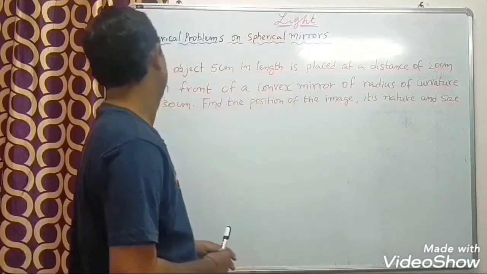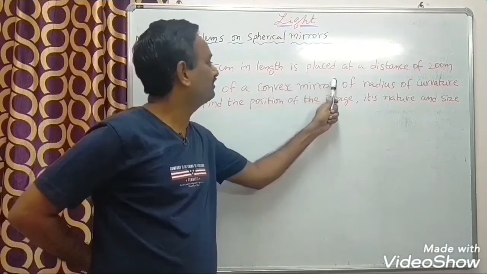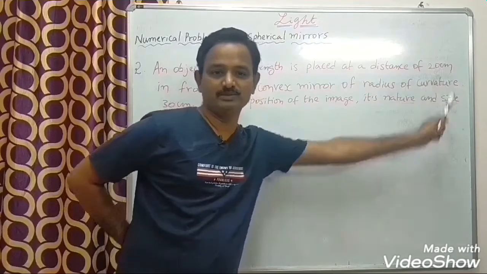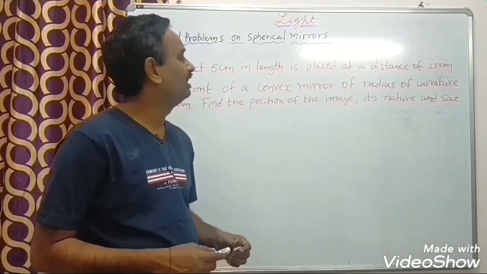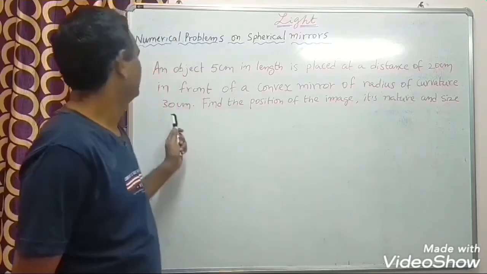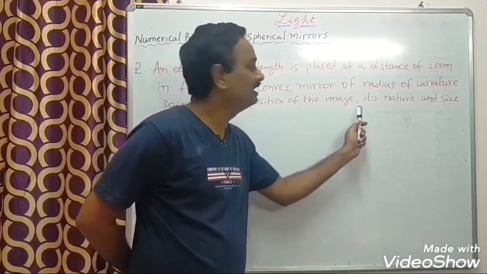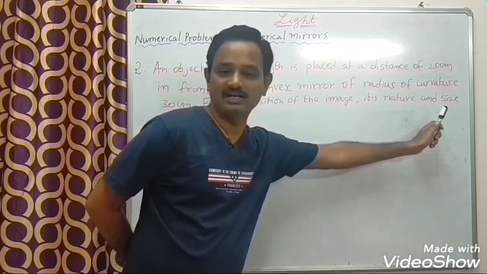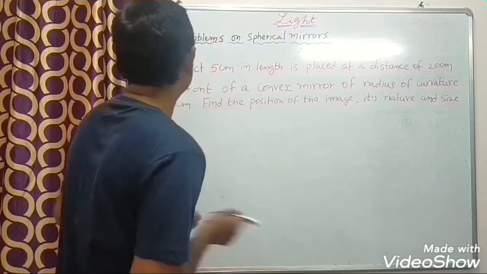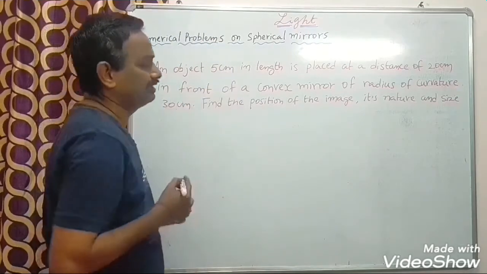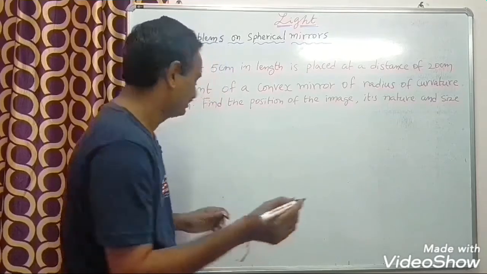Look here. An object 5 cm in length is placed at a distance of 20 cm in front of a convex mirror of radius of curvature 30 cm. Find the position of the image, its nature and size. First we will write the given data. An object 5 cm in length, that means they have given the object size.